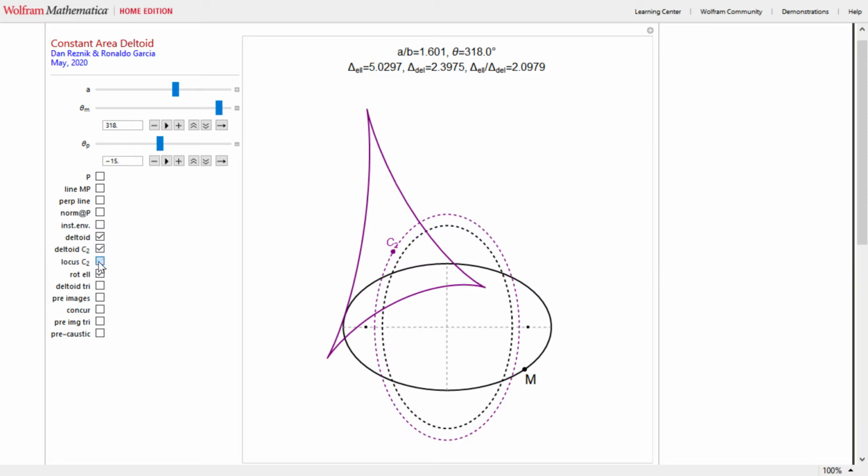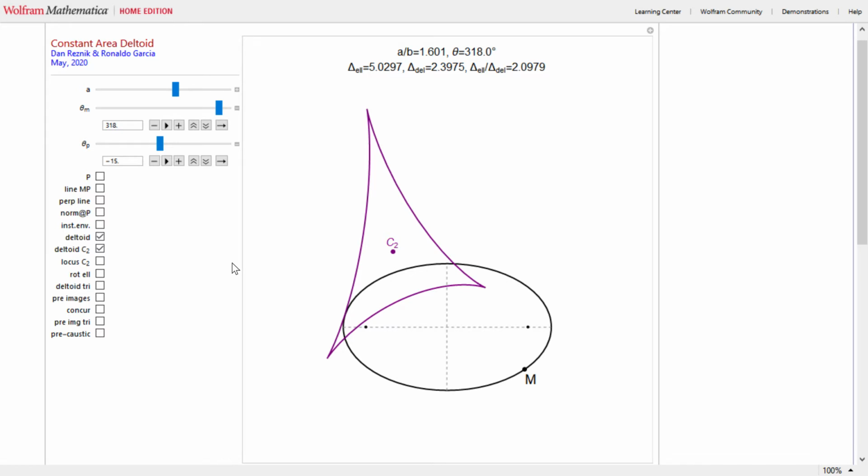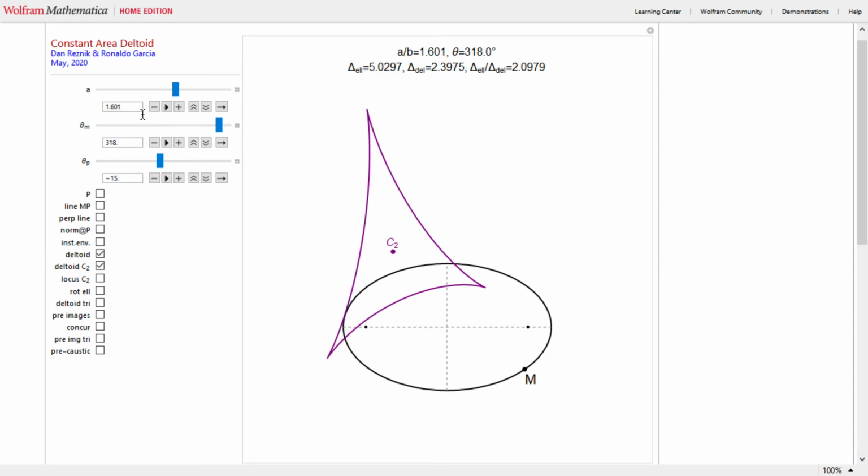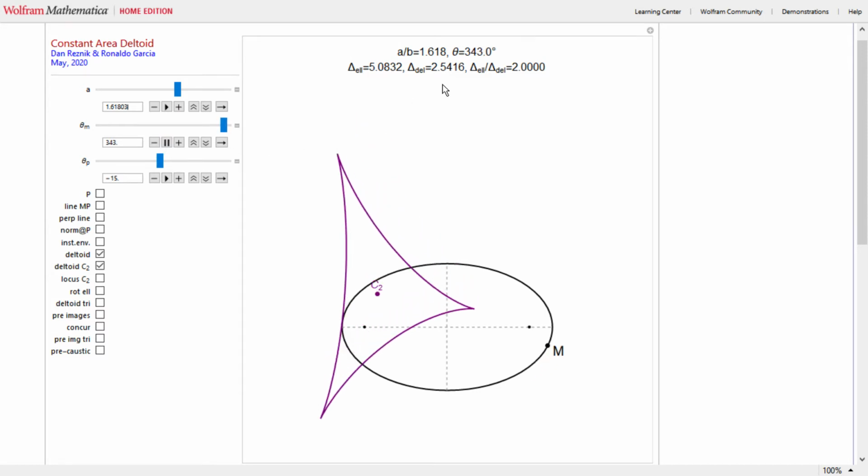So I'll turn off the locus of C2 and the rotated copy of the billiard. I told you that the area of this deltoid is invariant. If I pick a specific aspect ratio, for example, the golden ratio, which is 1.61803, give or take some digits. So I'm going to make this aspect ratio, the major by minor axis of the ellipse, be exactly or pretty close to the golden ratio. It turns out that the invariant area of the deltoid is exactly 1/2 the area of the ellipse. So magically, at this golden aspect ratio, you get area invariance for the deltoid.